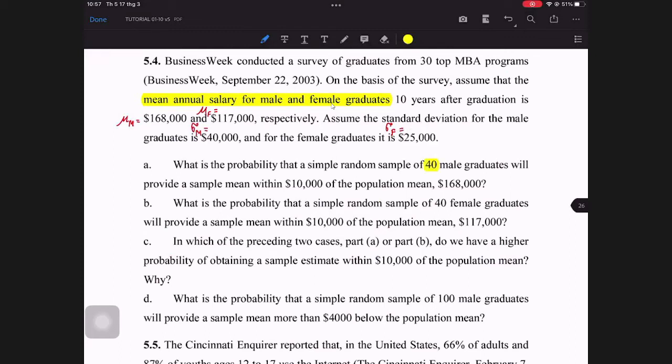So the question here is, what is the probability that a simple random sample of 40 males will provide a sample mean within $10,000 of the population mean, and then the same for 40 females, within 10,000 also. In order to find this, remember that we have to prove that x bar is approximately normal. The sample mean is normal, so we have here n equal to 40.